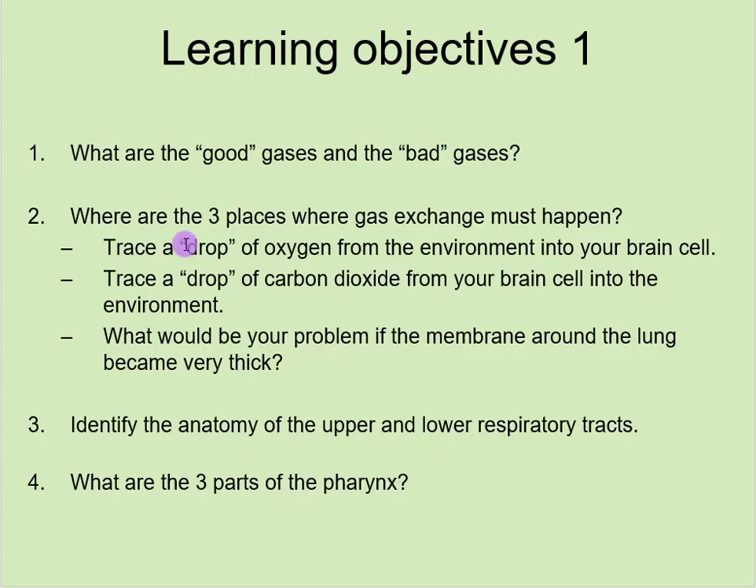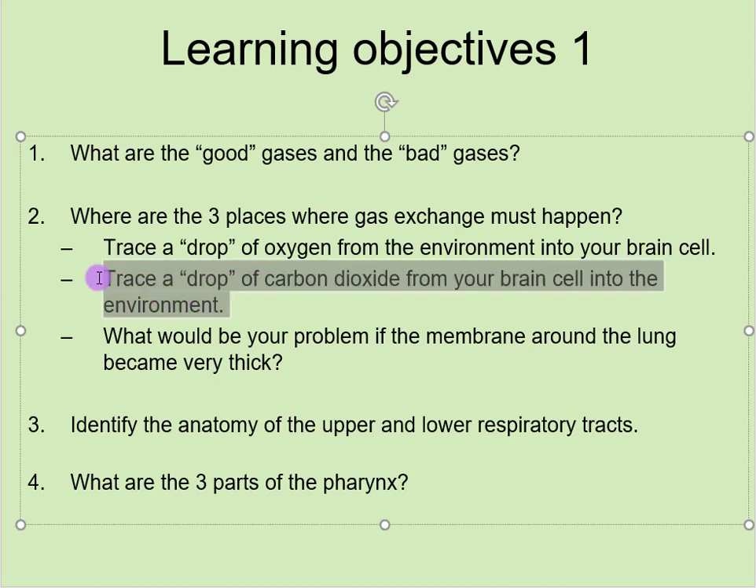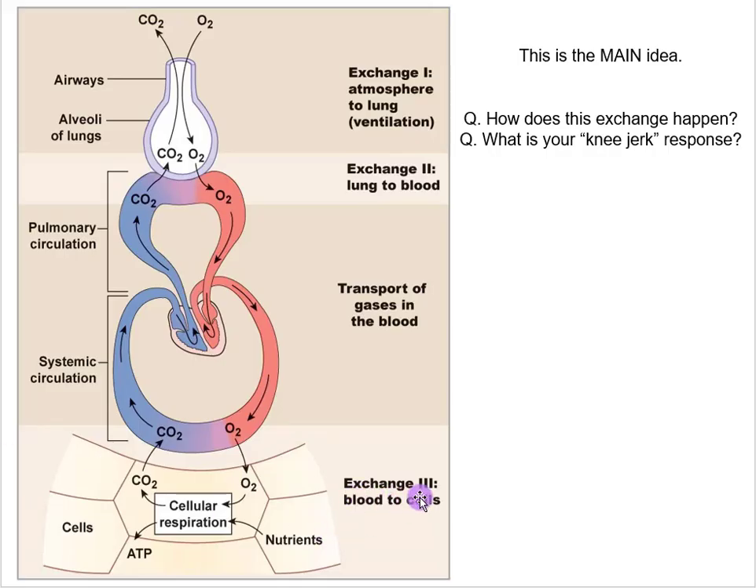And now moving on to this next part, trace a drop of carbon dioxide from the brain cell into the environment. Well, again, keep in mind this was our brain cell. So carbon dioxide is produced by the brain cell as a result of doing the citric acid cycle, which produces a whole bunch of ATP, as well as that weird transitional step, right? Decarboxylation of pyruvate. In any case, carbon dioxide is produced.